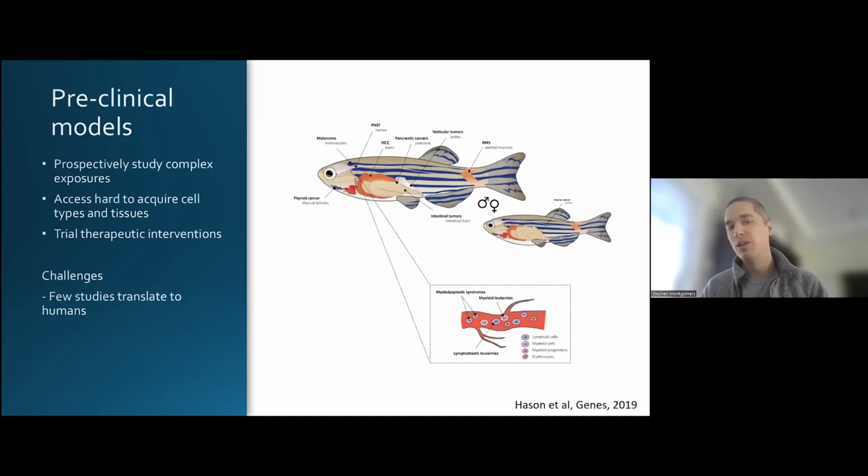And so we have these exciting systems, but how we can actually think about what types of data move the discoveries we're making in these model systems to humans remains a significant challenge.